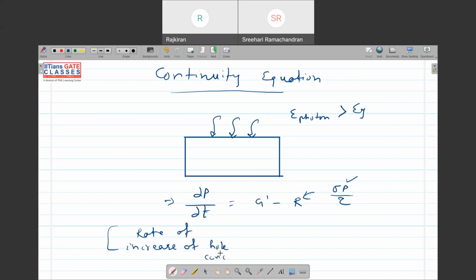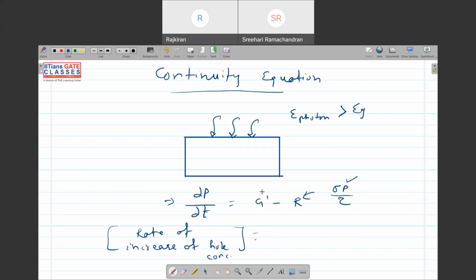My slide was actually updated right now. Where have we written that tau, sir? No, no. The recombination rate is the excess carrier divided by the lifetime. Okay, okay.